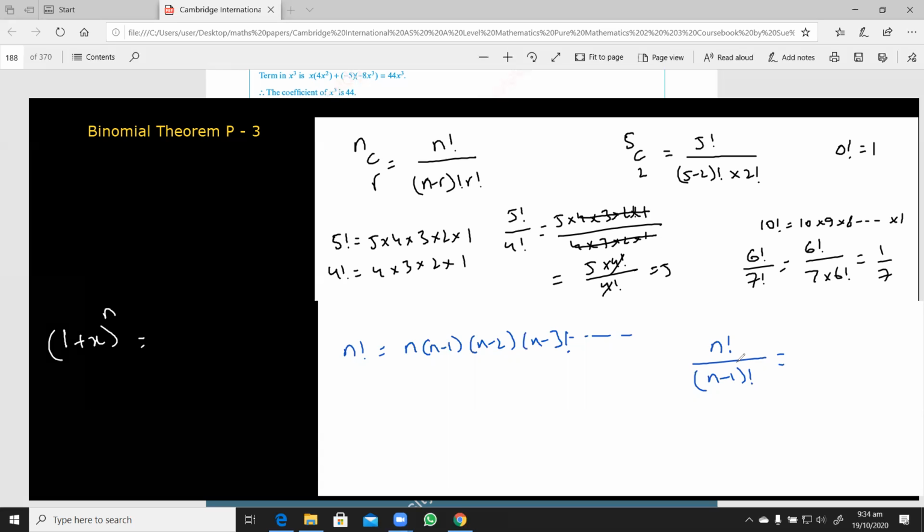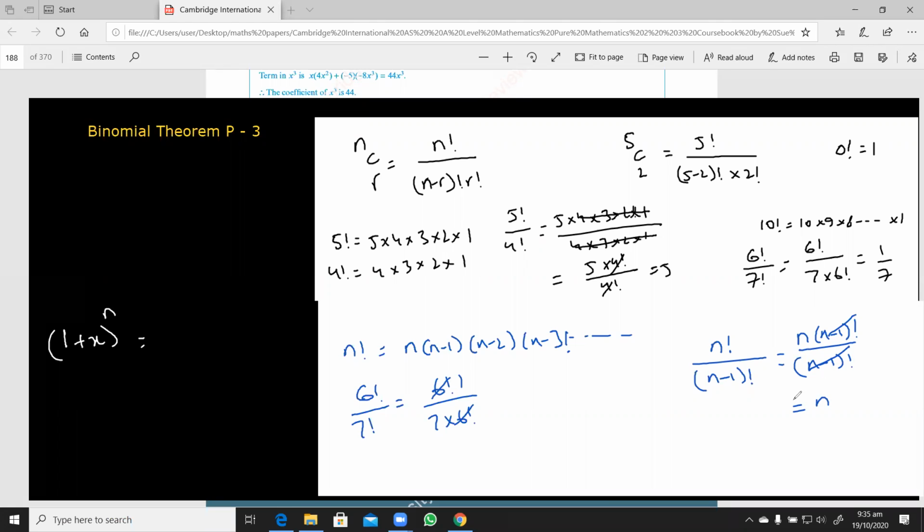That will be n. Because, as you were simplifying 6 factorial over 7 factorial, this is 6 factorial over 7 into 6 factorial, so we are cancelling them and you're left with 1 over 7. So if it is n factorial, which one is bigger, n factorial or n minus 1 factorial? n factorial. So you need to bring it down to the smaller one: n into (n minus 1) factorial over (n minus 1) factorial. These are cancelled, so you are left with n.